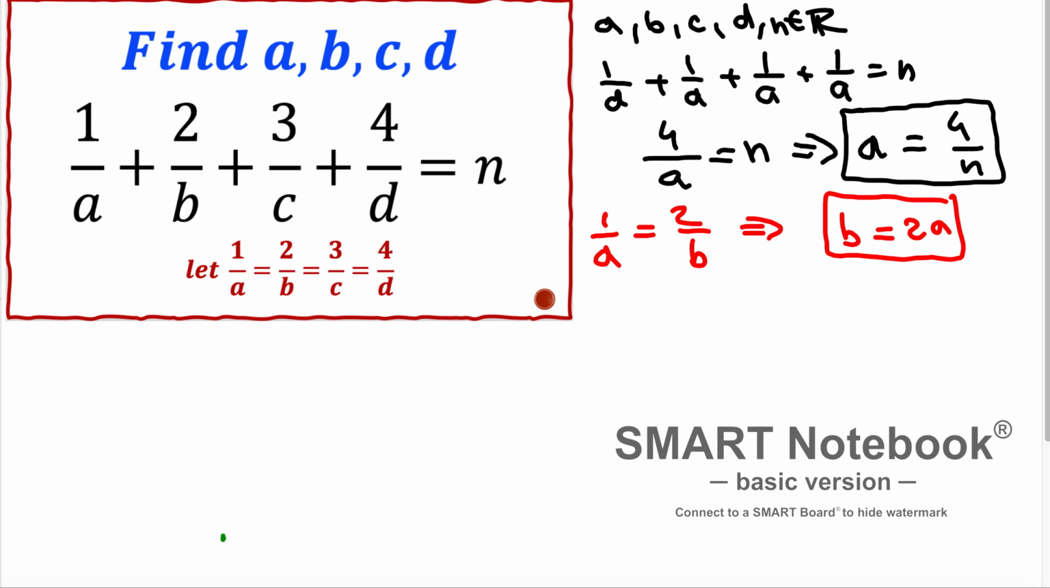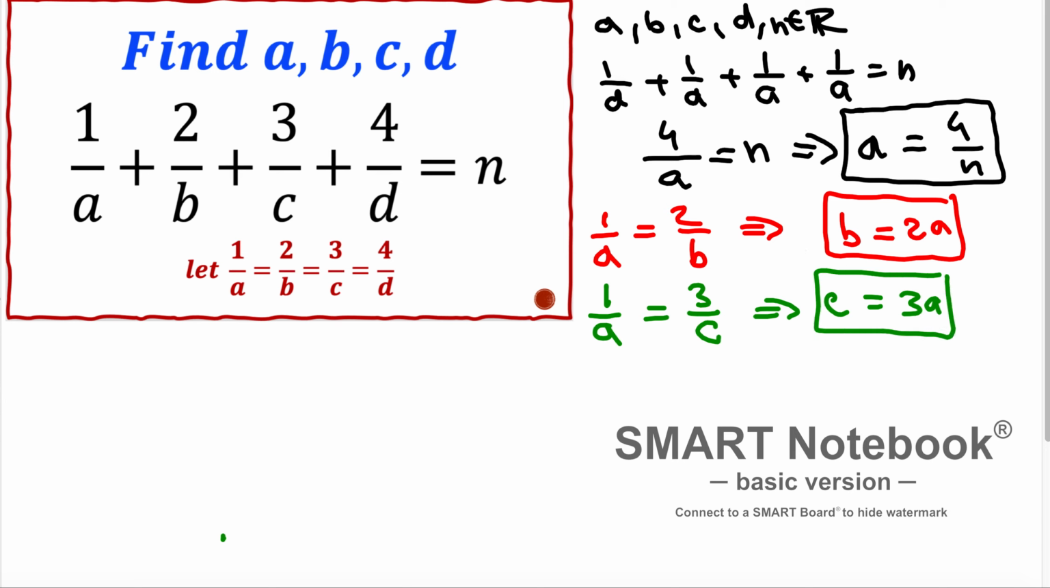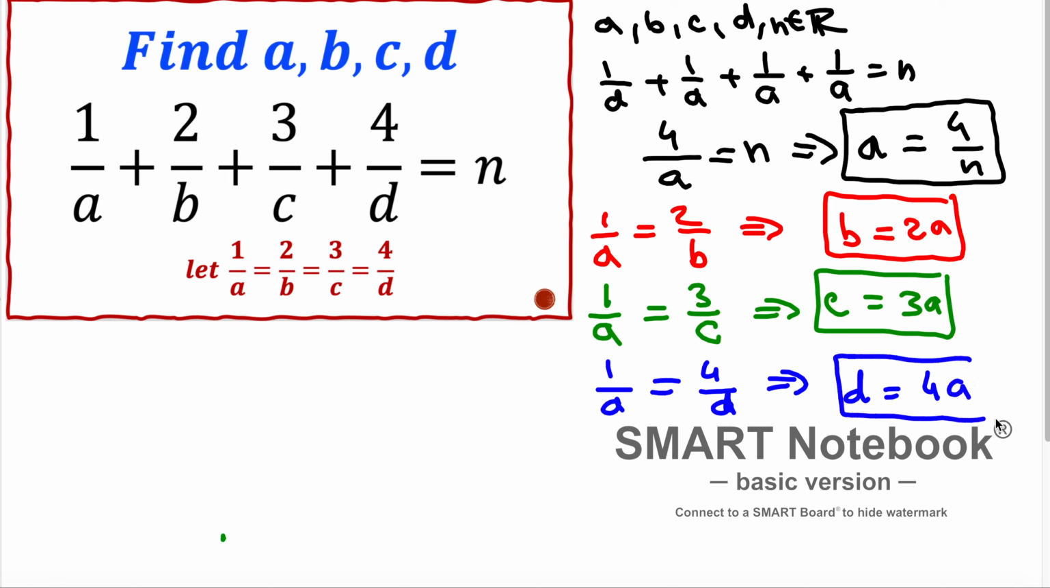And if we are going to find the C, again we're taking this relationship, 1 over A is equal with 3 over C. And this implies C is going to be equal with 3A. And now I'm going here to look at what is going to be D. 1 over A is going to be equal with 4 over D. And with the same method, we can find that D is equal with 4A. So those are the relationships.